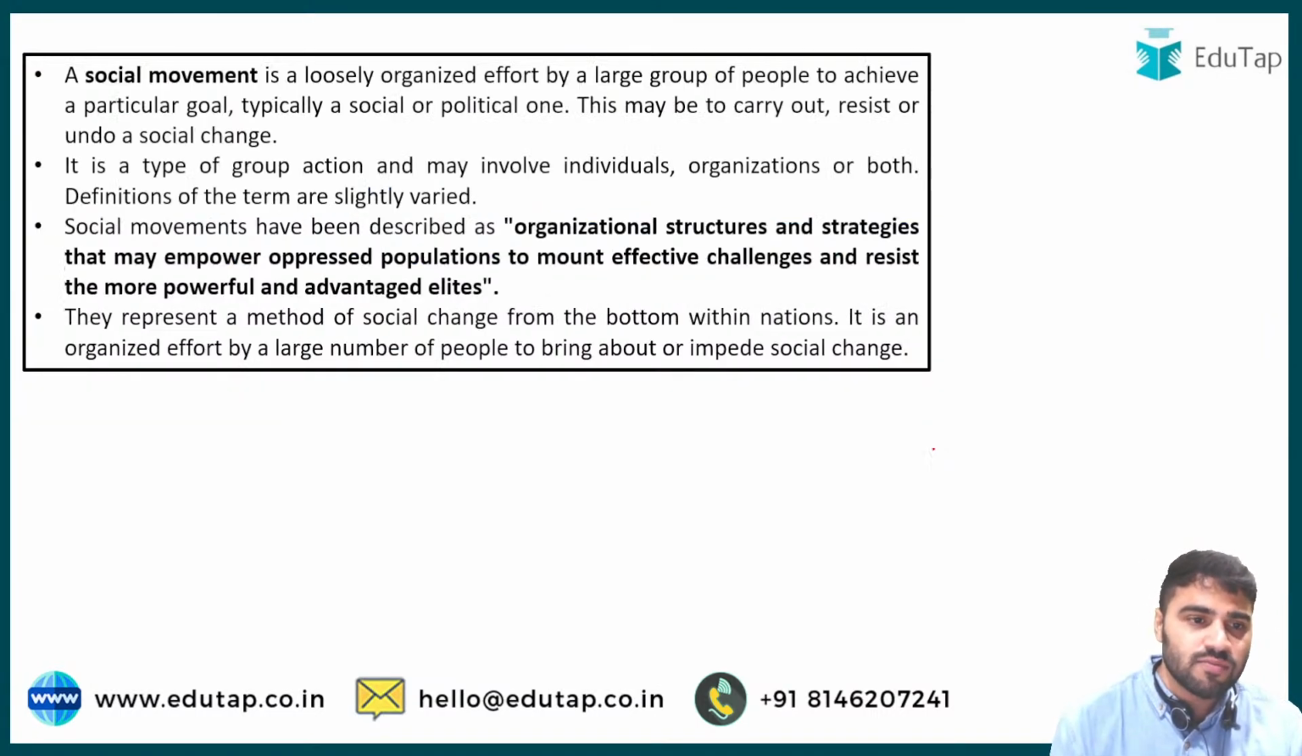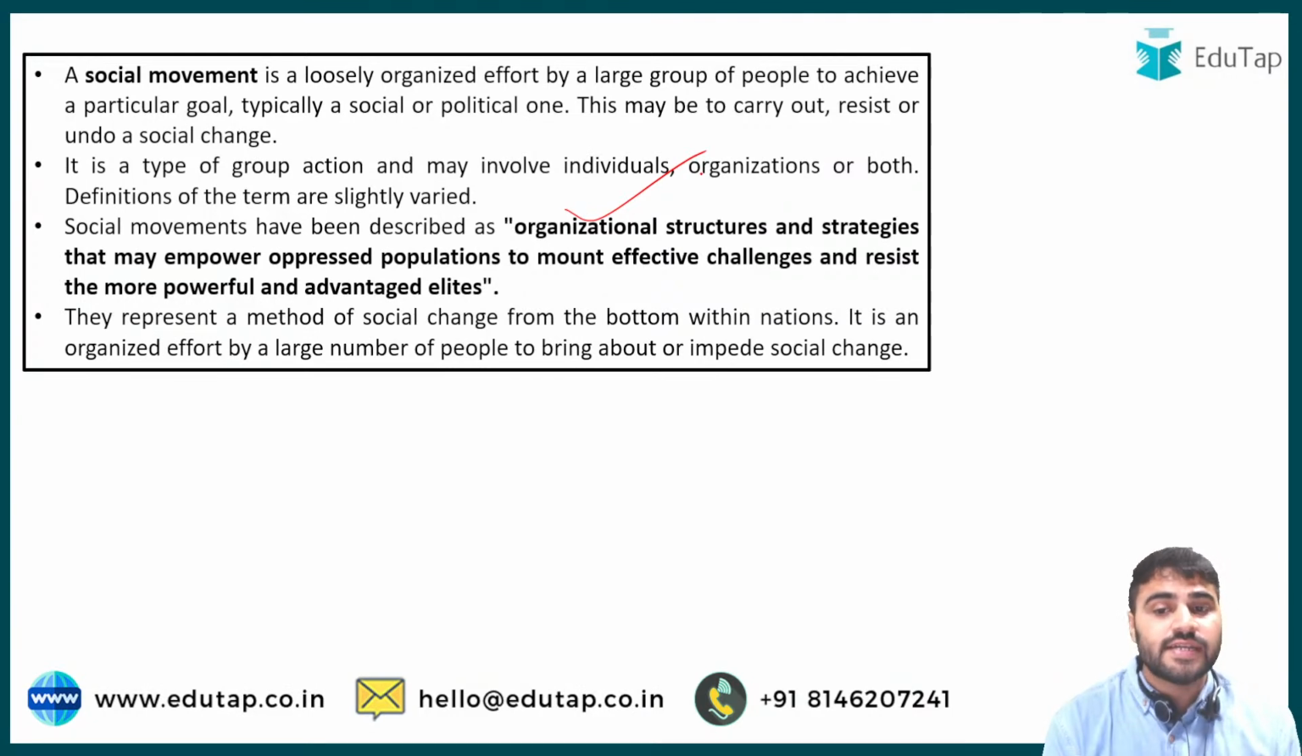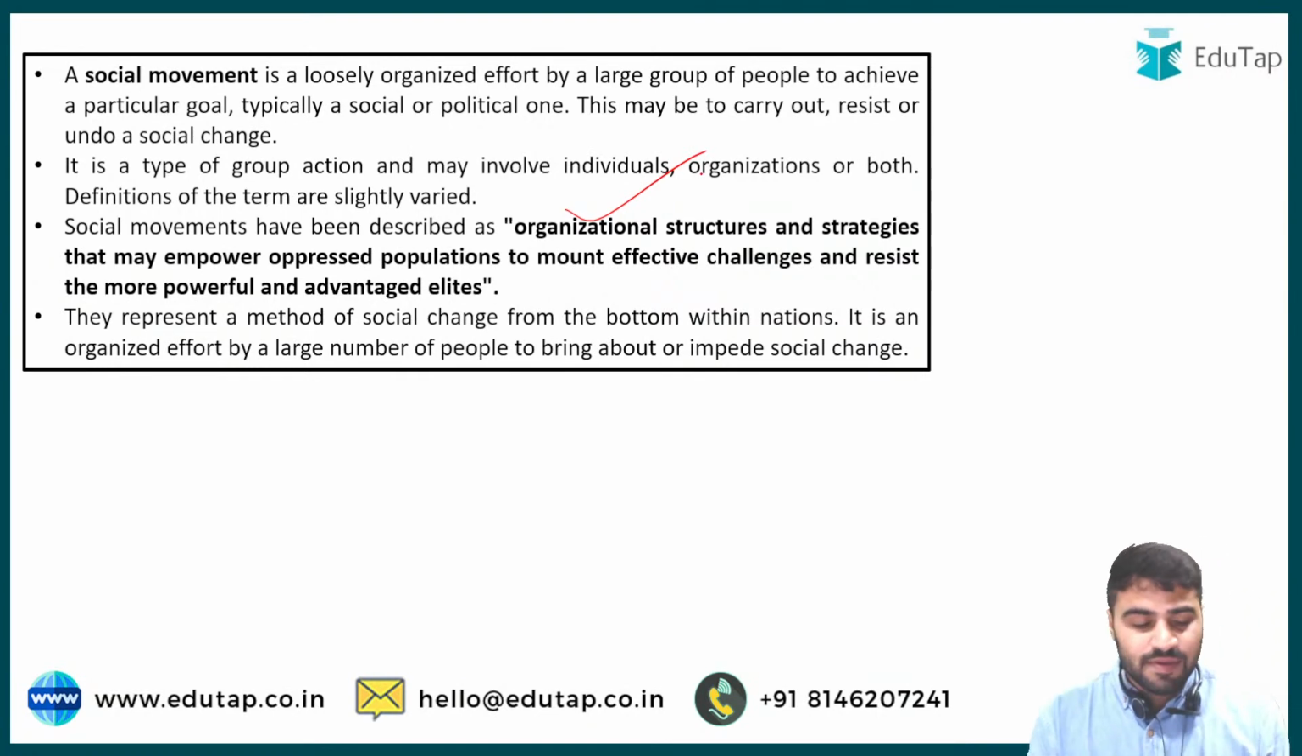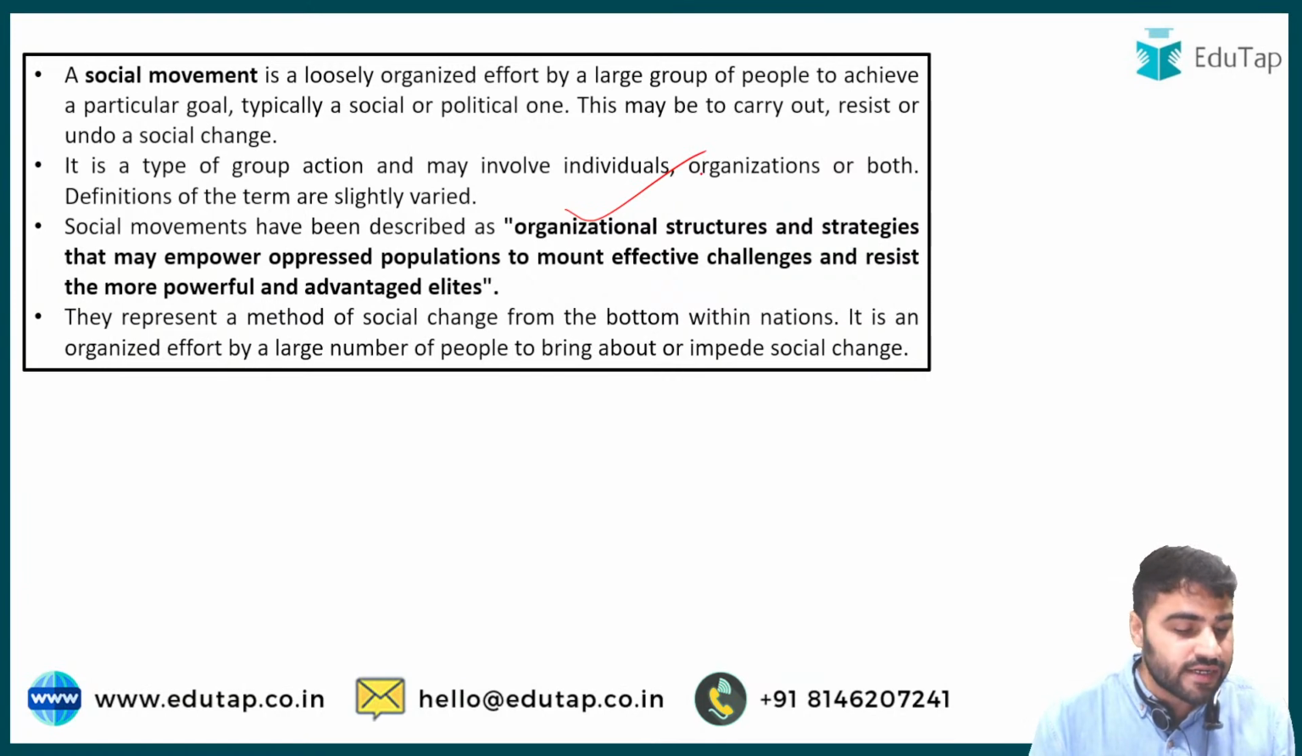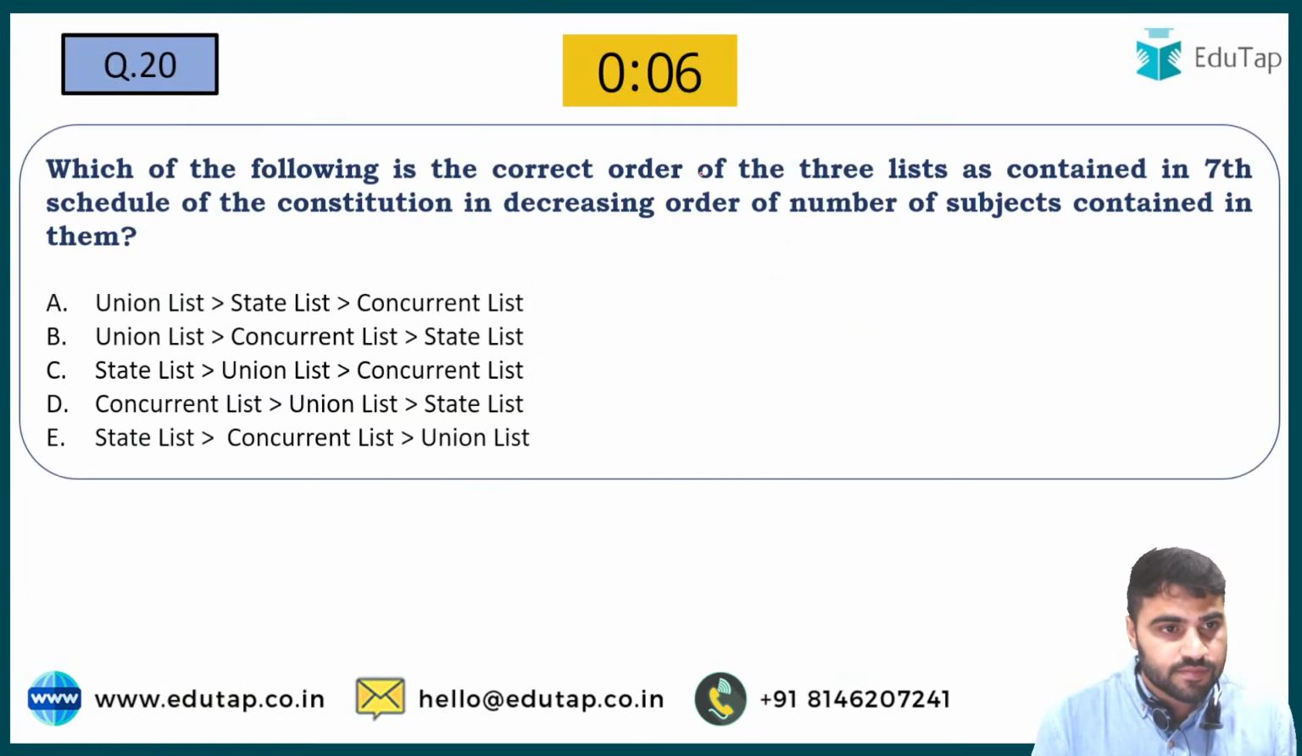So social movement, you can read that it has been described as organizational structure and strategies that may empower oppressed populations to mount effective challenges and resist the more powerful and advantaged elites. Right? So this is simply a simple concept. You all know very well. So those who do not know, they can easily get to the right answer after reading the statements.